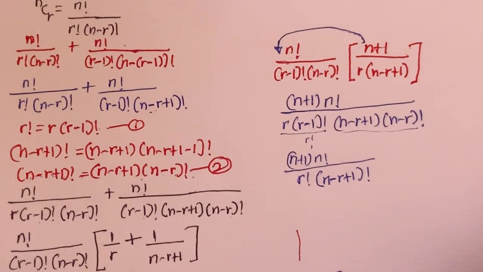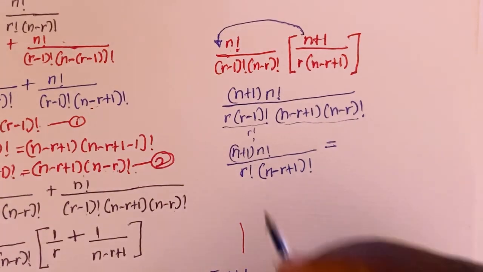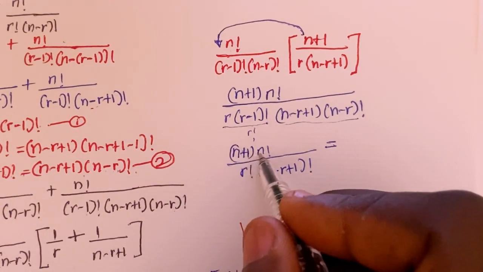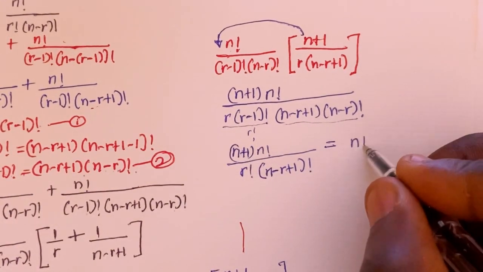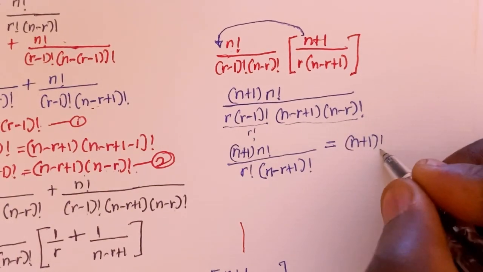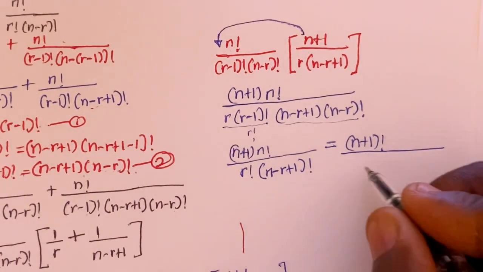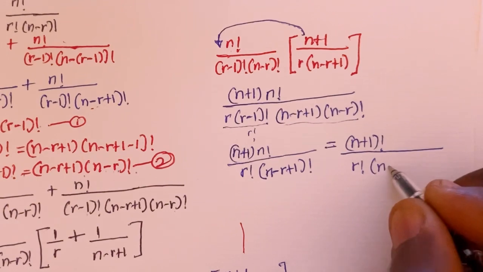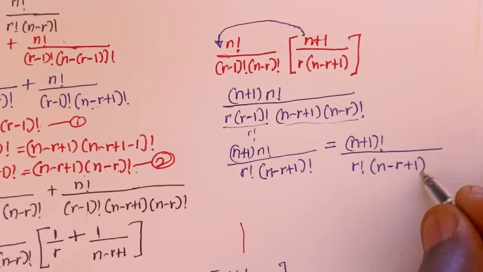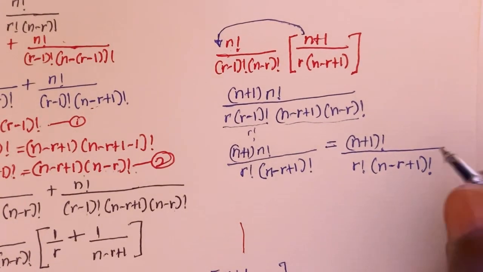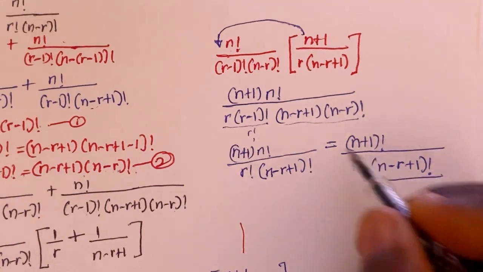So that's it. Then here I can simply factorize further. N plus 1 and also what? N factorial is equal to writing n plus 1 factorial. Then divided by what? Divided by r factorial into bracket n minus r plus 1 factorial. So that's the first expression.